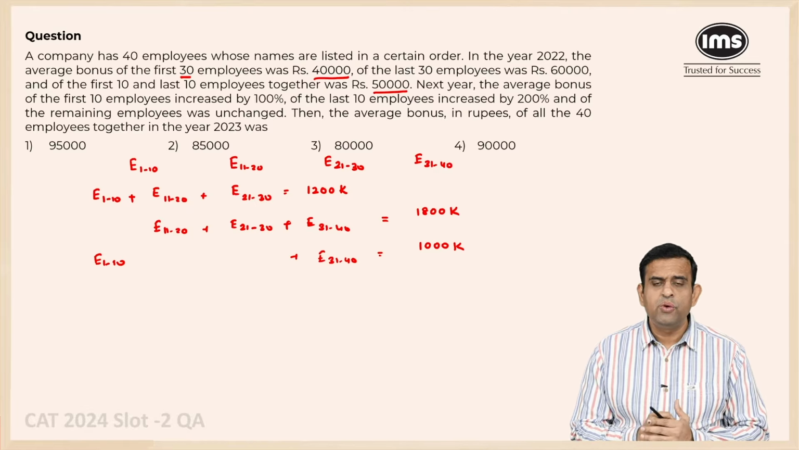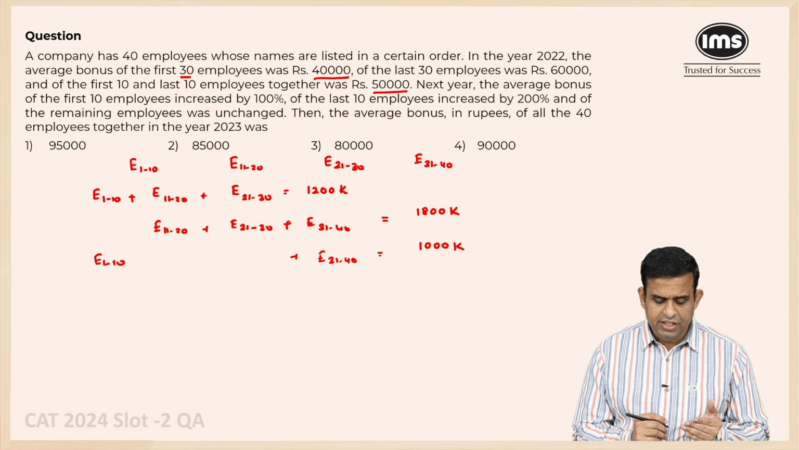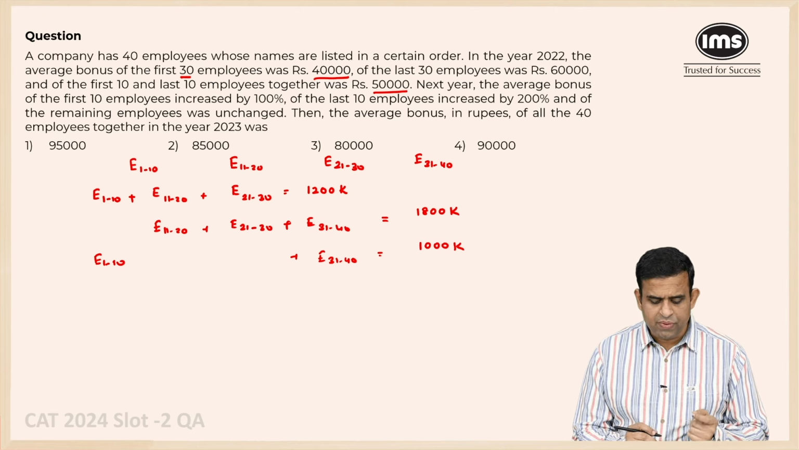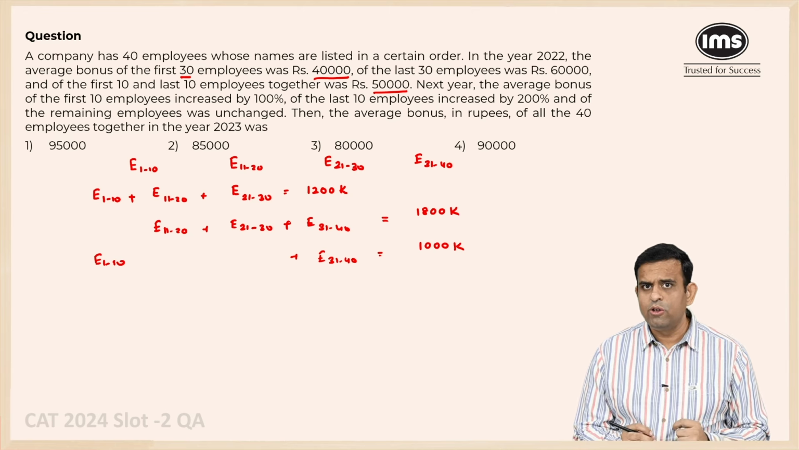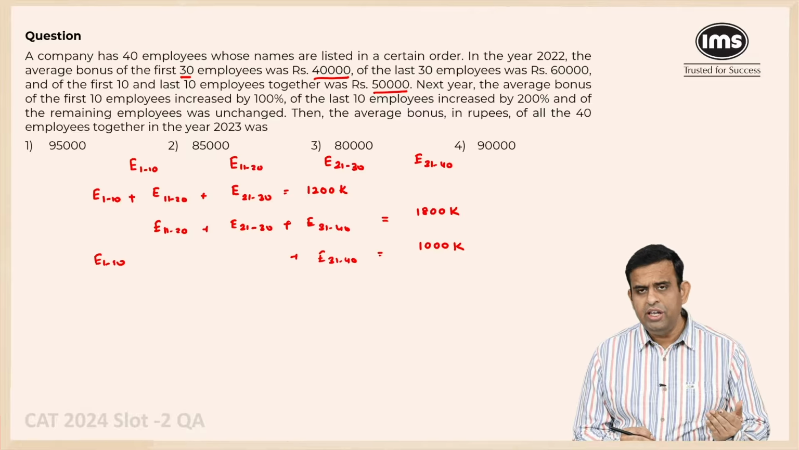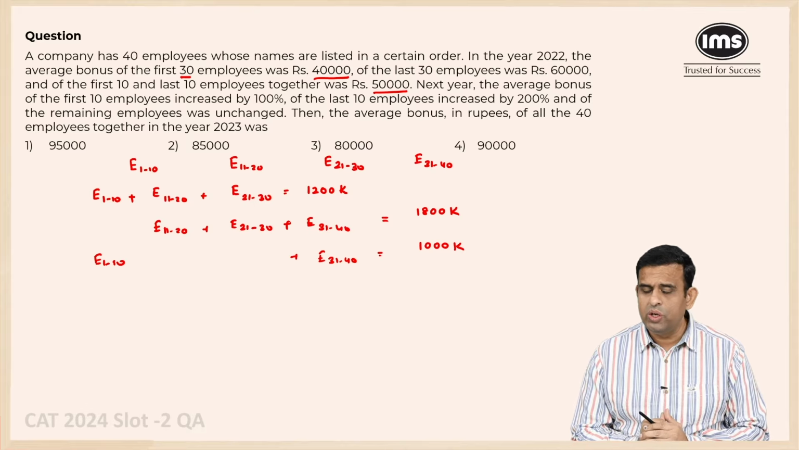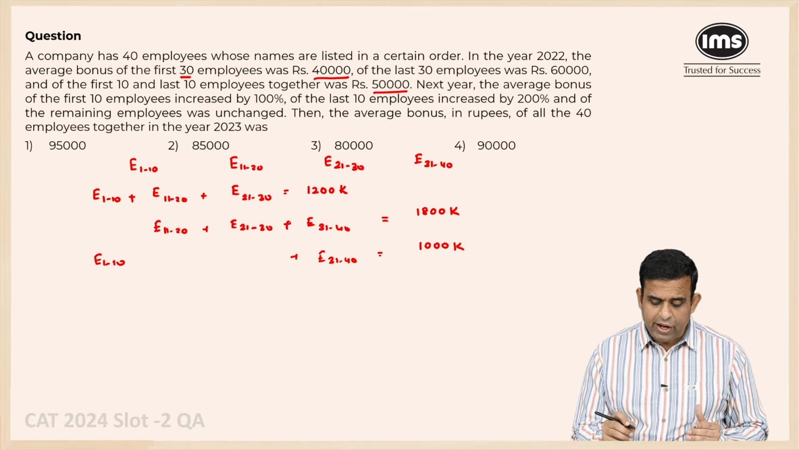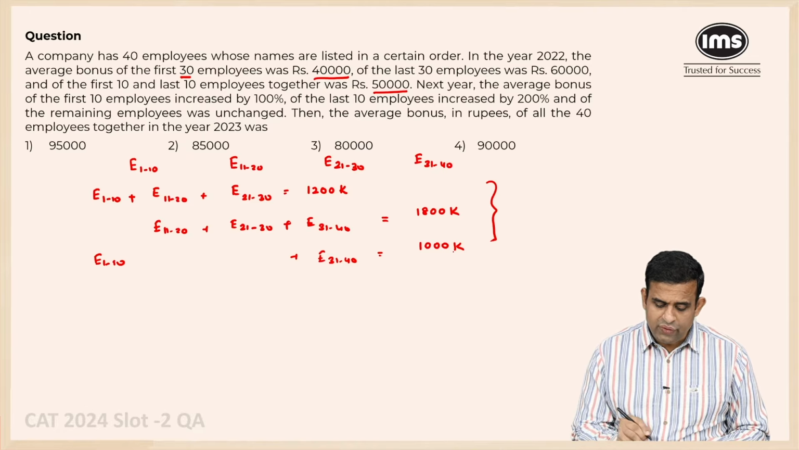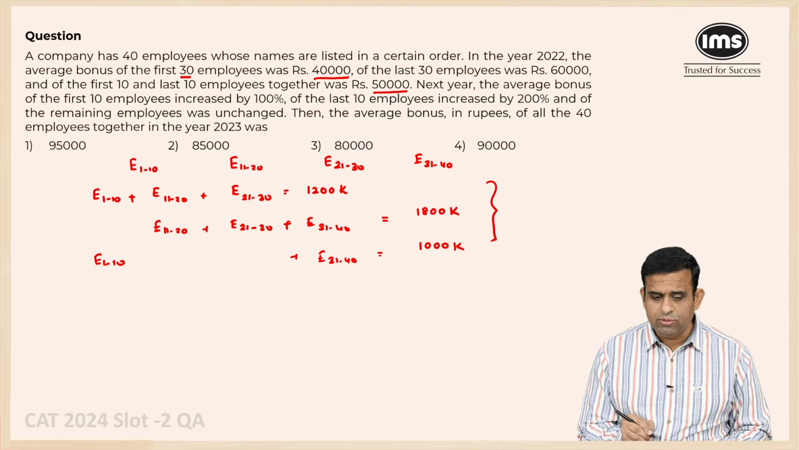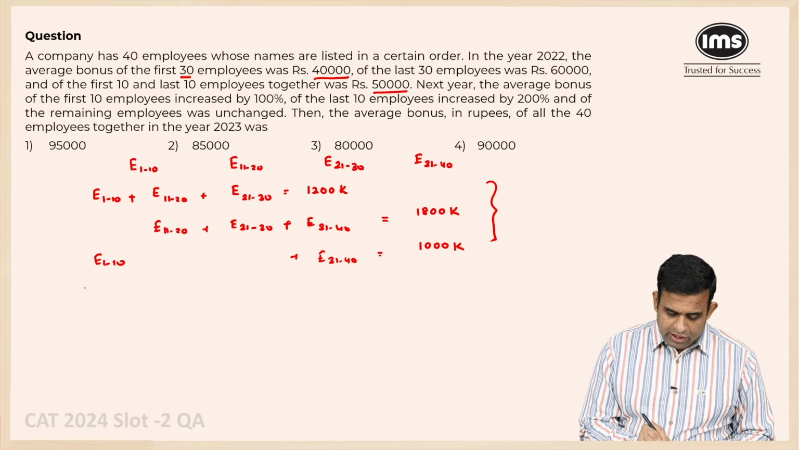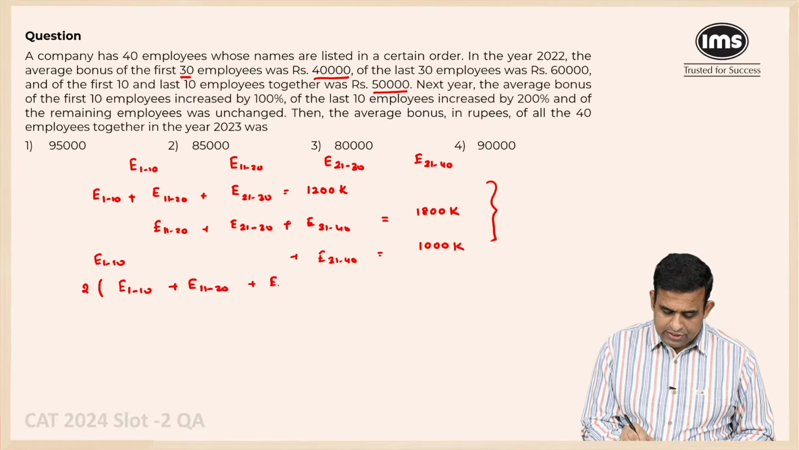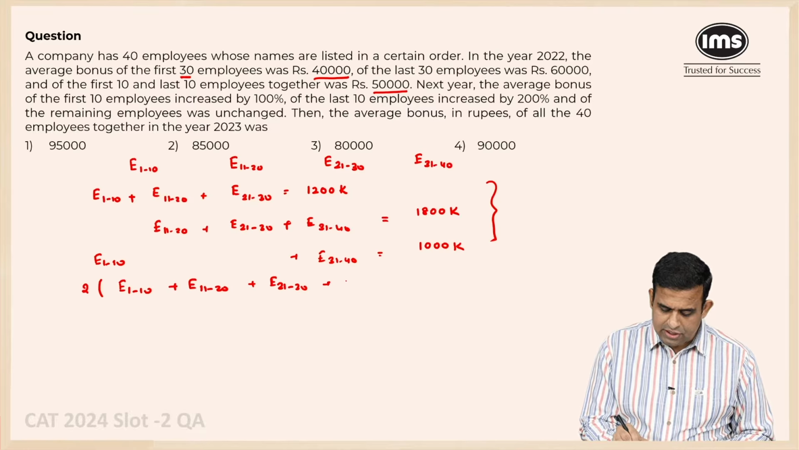Now, if I look at these 3 equations, one thing you observe is that E1 to 10 is coming in 2 equations. In the same way E of 11 to 20 is also coming in 2 equations. E21 to 30 also in 2 equations. E of 31 to 40 also in 2 equations. So basically if I add all the 3 equations, I will get 2 times E of 1 to 10, E of 11 to 20, the next 30, and the last 10.